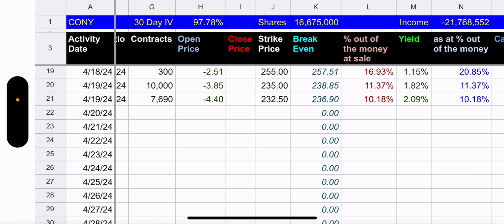So here's the positions. The biggest position, 10,000 contracts, was the 235. Second biggest was the 232.50. All right.